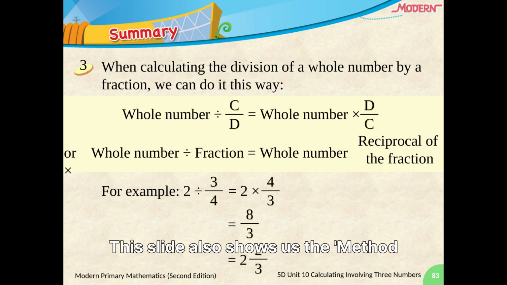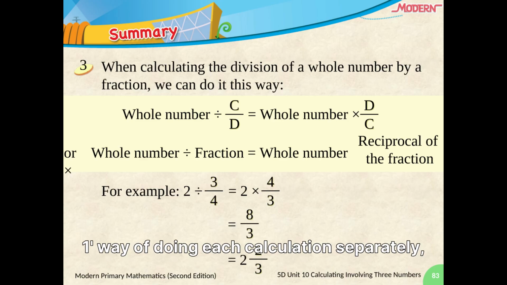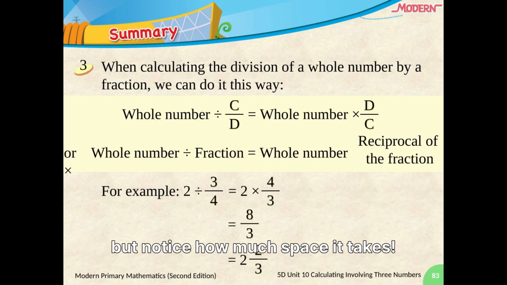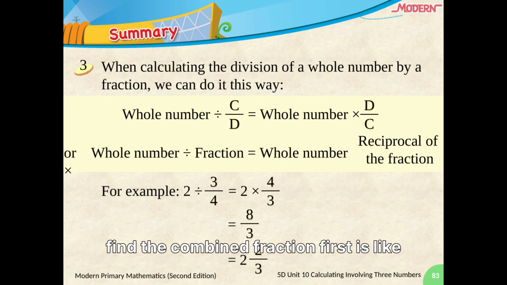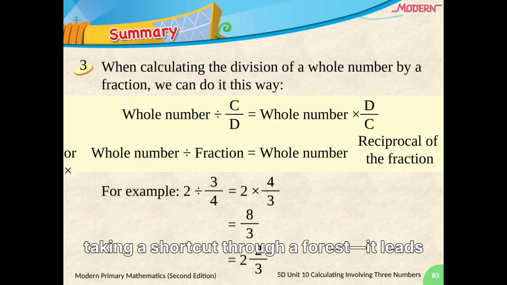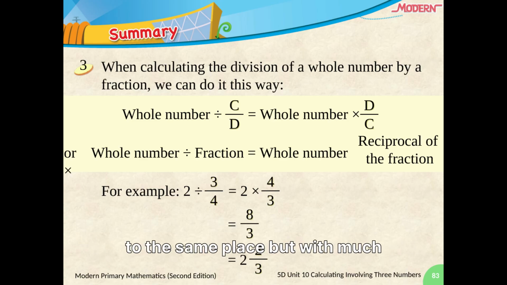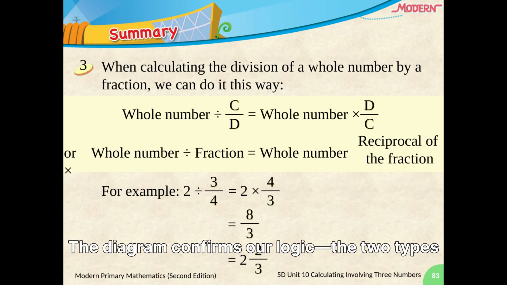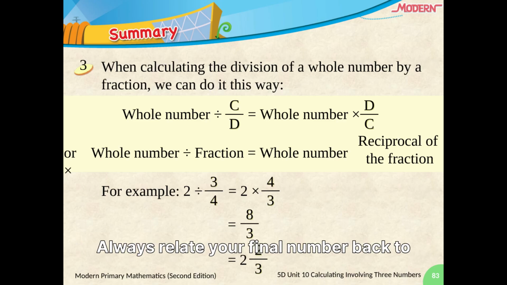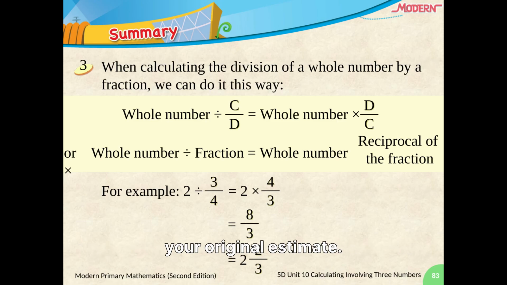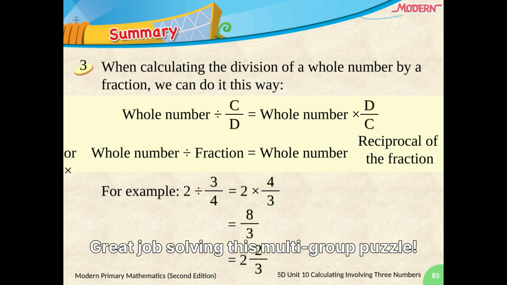This slide also shows us the method 1 way of doing each calculation separately, but notice how much space it takes. Know-how tip. Using the thinking way to find the combined fraction first is like taking a shortcut through a forest. It leads to the same place, but with much less effort. The diagram confirms our logic. The two types combined make up more than half the pack. Always relate your final number back to your original estimate. 132 out of 180 feels right, doesn't it? Great job solving this multi-group puzzle.